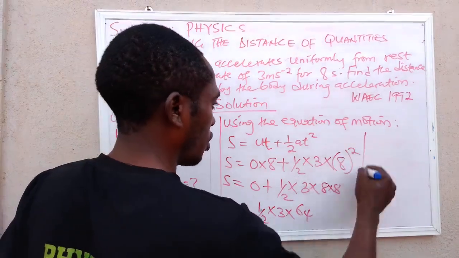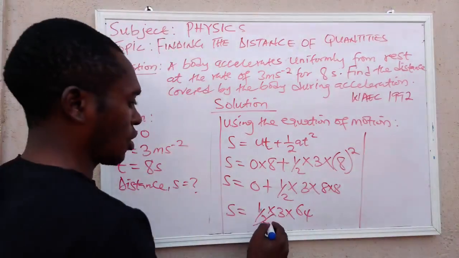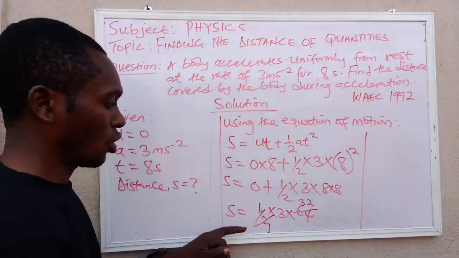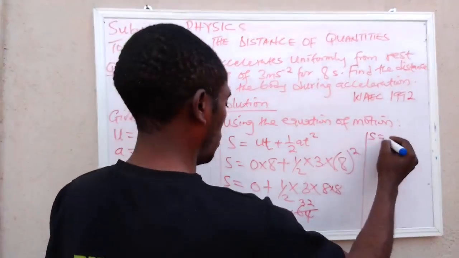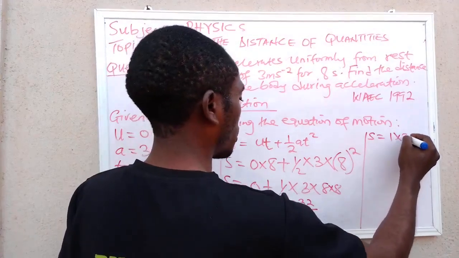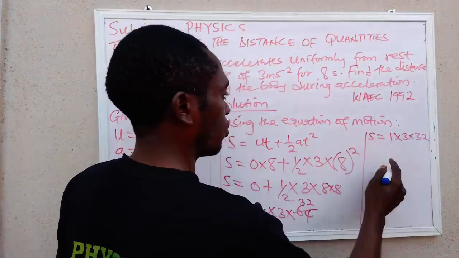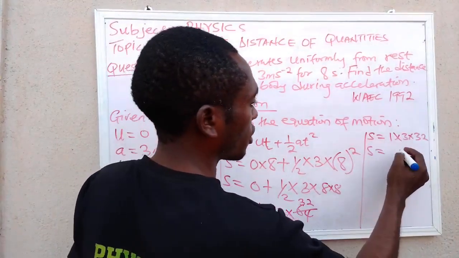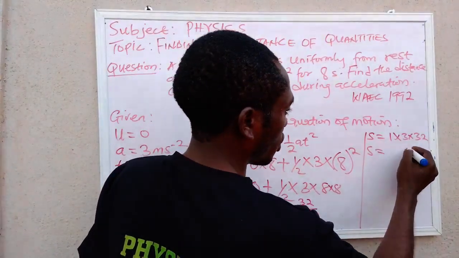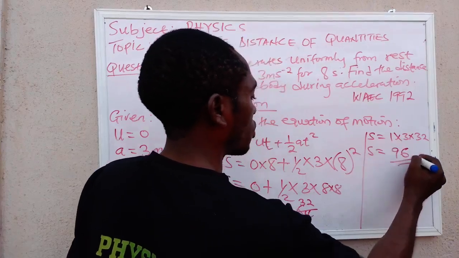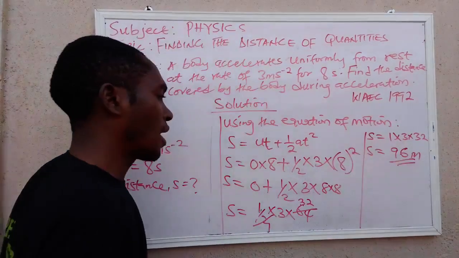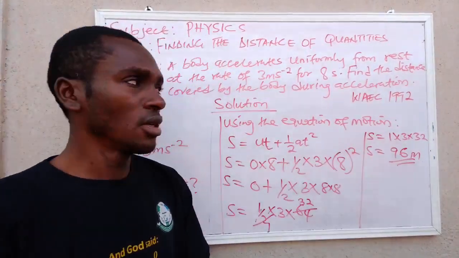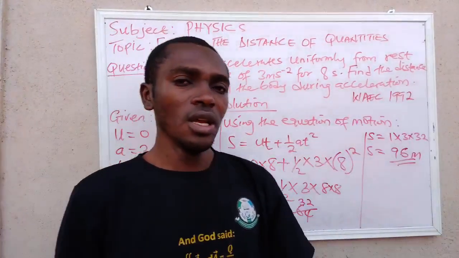If you have this, the 2 can go into 64, giving 32. So what you'll be left with is s is equal to 1 times 3 times 32. 1 times 3 is 3, so 3 times 32 is 96. So 96 meters is the answer to this question. This is straightforward and direct, and it's a WAEC question, 1992.